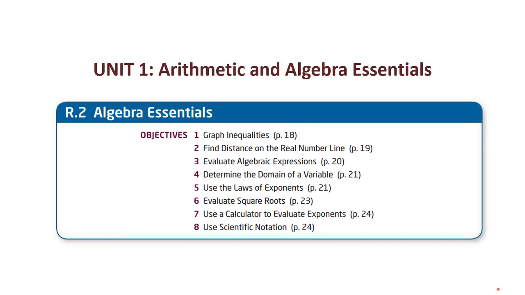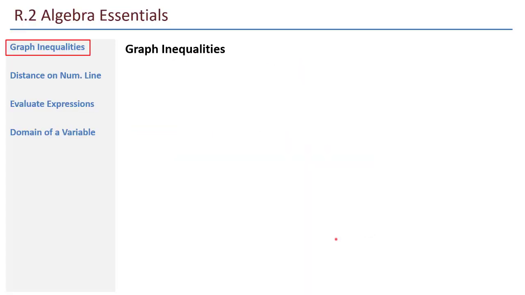Welcome. We are in Unit 1, Arithmetic and Algebra Essentials, and today we do our second lesson, focusing on this section R2, Algebra Essentials. We'll cover 4 objectives. We will graph inequalities, find distances on the real number line, evaluate algebraic expressions, and determine the domain of a variable. So our first topic, graph inequalities.